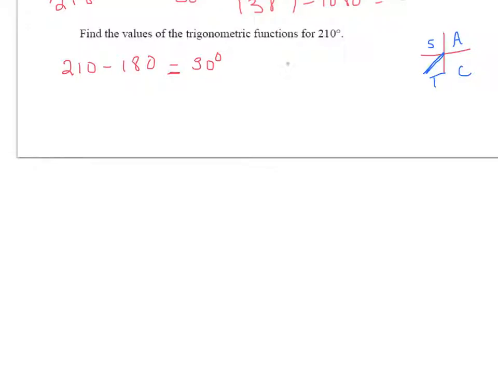So let's think about it. If we have a triangle with 30, 60, and 90, you have the square root of 3, you have 2, and you have 1. And again, we're talking about 30. You've got your little sheet that you can use, but we're going to talk about 30. So sine of 210 degrees is going to be opposite over hypotenuse.